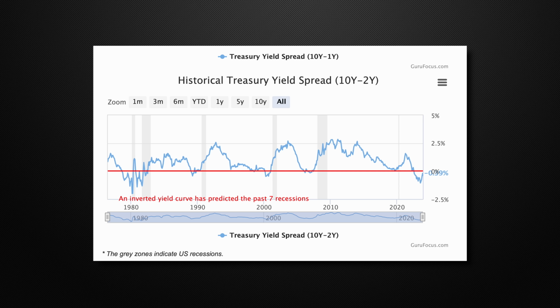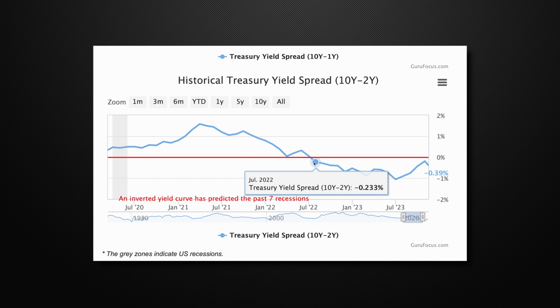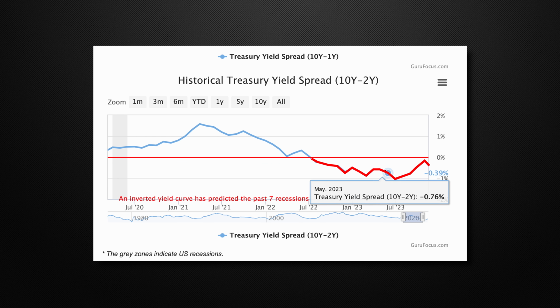This is a chart that plots the difference between the 10-year and the 2-year. Whenever the blue line gets below the red 0% line, that means that the 10-year is paying less than the 2-year. In other words, the yield curve is inverted. However, if the blue line is above the red line, then the 10-year is paying more than the 2-year, which means we have a normal yield curve. Zooming in, we can see that in June to July of 2022, the yield curve inverted and has stayed inverted since.